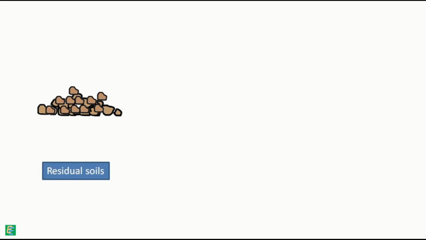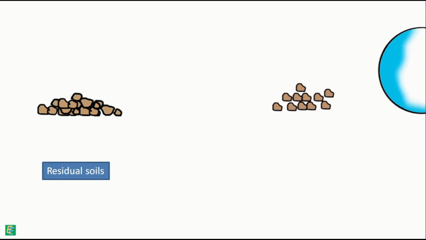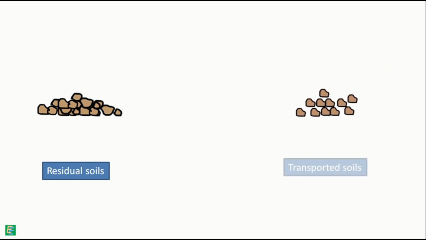If the weathered material of formed soil remains at the place where it is produced, it is called residual soil. And if this weathered material is transported and deposited elsewhere by the action of wind, water, ice, or any other agency, then this is called transported soil.